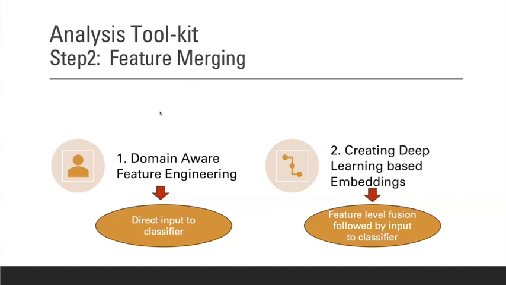In the second method, which uses deep learning-based embeddings, there is an intermediate step, which is called feature-level fusion, which involves projecting all the unimodal embeddings first into a common vector space. And this combined representation then goes to the final classifier. Let me give you some examples of each of these techniques that I have used in some of my recent projects.